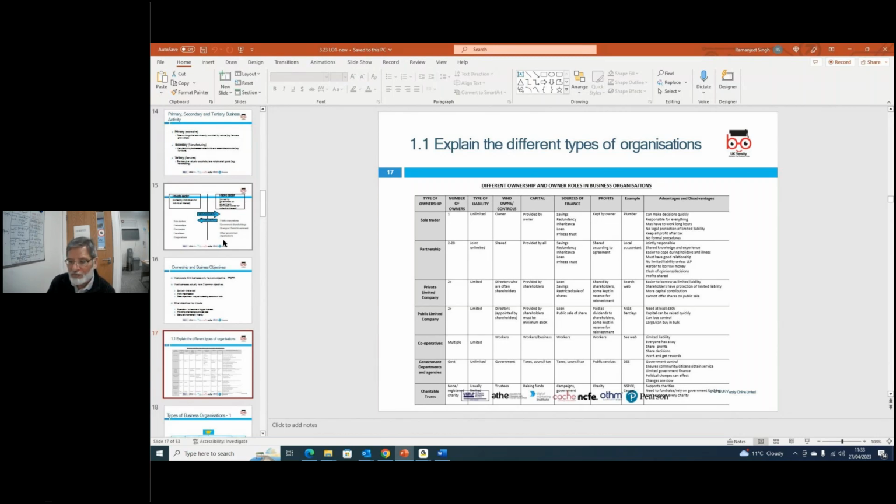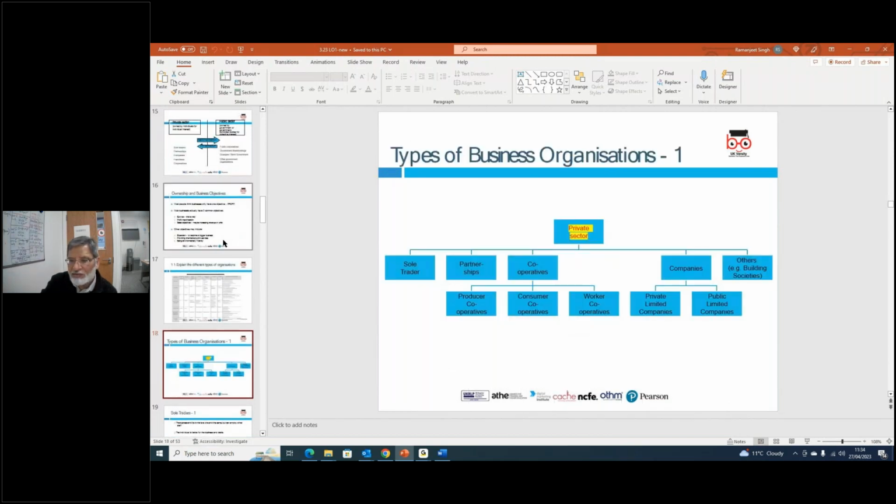So there are advantages. You can look at the different types of organizations, and then we have cooperatives, then we have franchises, then we have charitable trusts, and we have charitable organizations. Okay, so you really need to read up a little bit on different types of business organizations, and that will explain to you the types of business organizations.